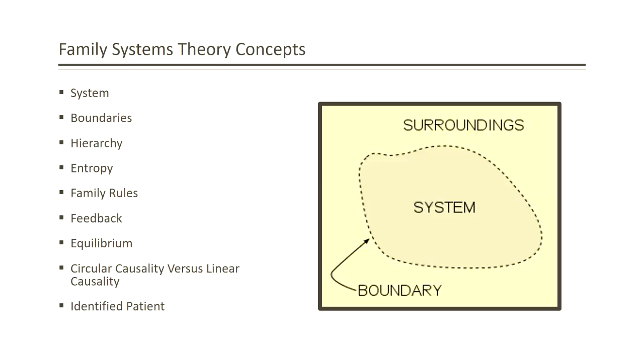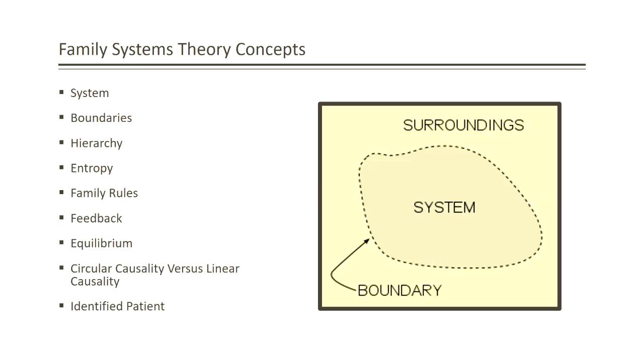You have entropy. Entropy is the natural tendency of a system to move from order to disorder. So an example of this would be a marriage where the wife and the husband do not work on the marriage. They don't communicate. They don't pay any attention to their marriage, and it falls apart. That is the natural tendency of a system to go from order to disorder. If you don't pay attention and you don't take care of the system, that's what will happen.